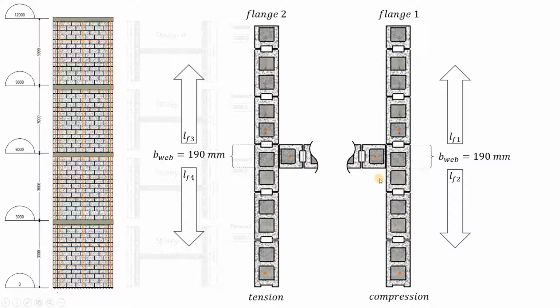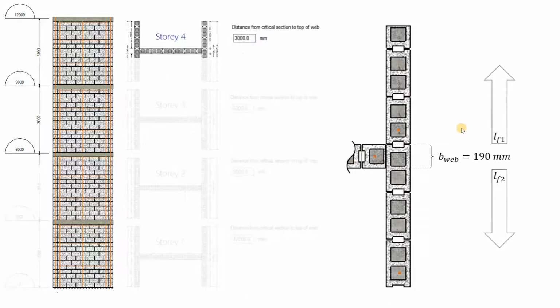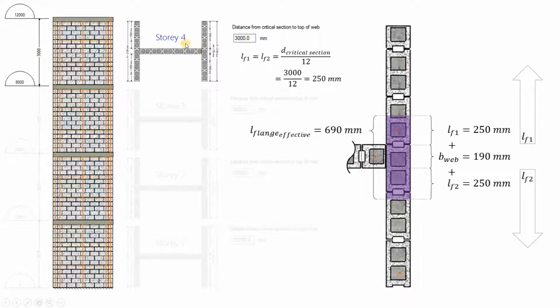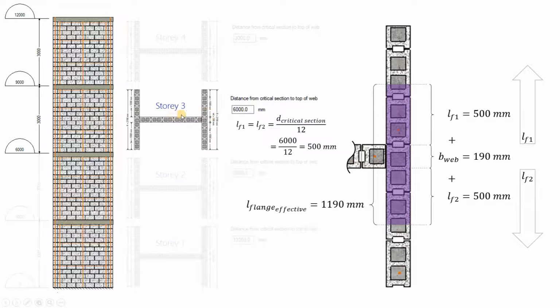Looking back at our cross section, let's compare how these different values are calculated to see where that difference comes from. Starting at story 4 at the very top, the section that we're designing at the base of that shear wall element is 3 meters away from the top of the wall. If we plug in that 3,000 millimeters there, we get 250 millimeters. The way that we consider that in our design is looking at that LF1 and LF2, which are each equal to 250 millimeters. Adding in the area of our flange that lines up with the web, we get a total of 690 millimeters at story 4.